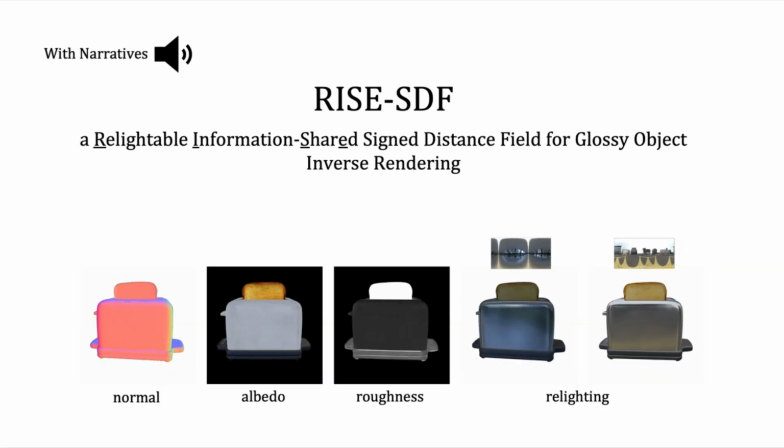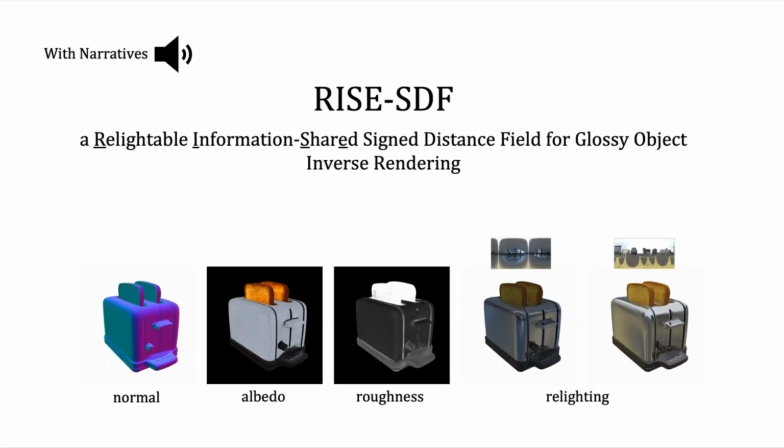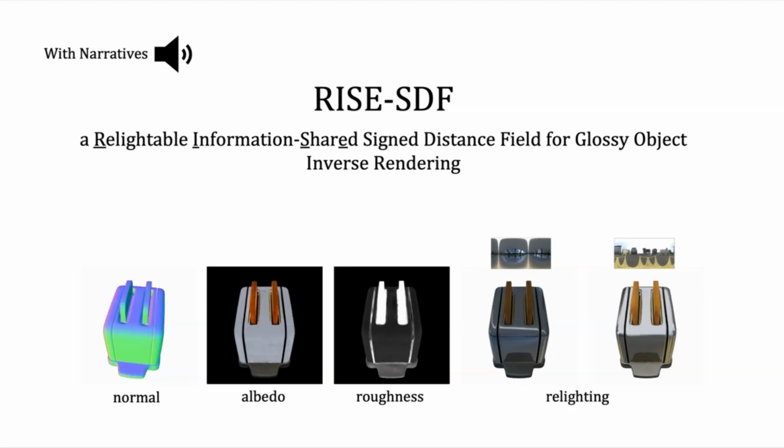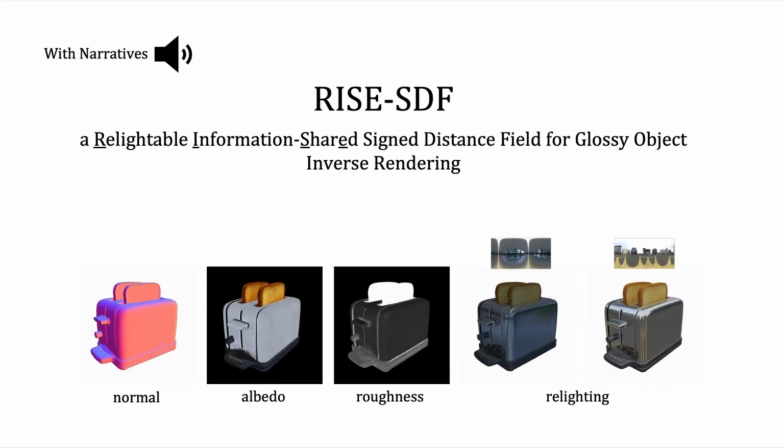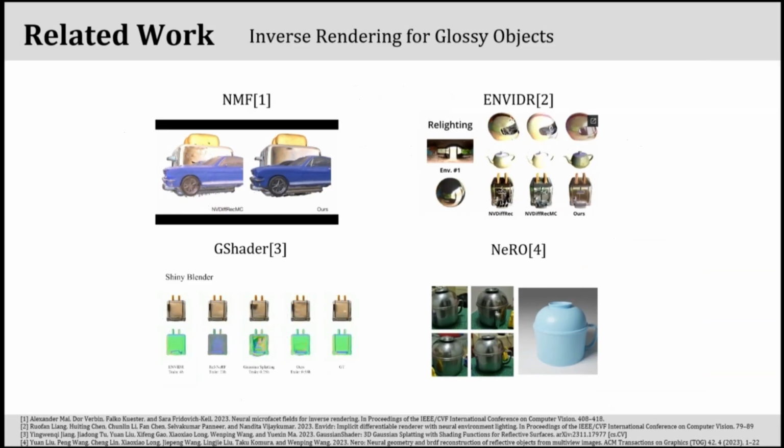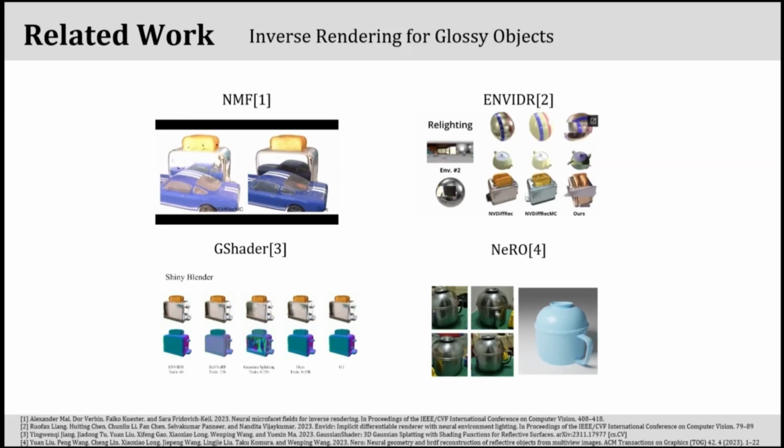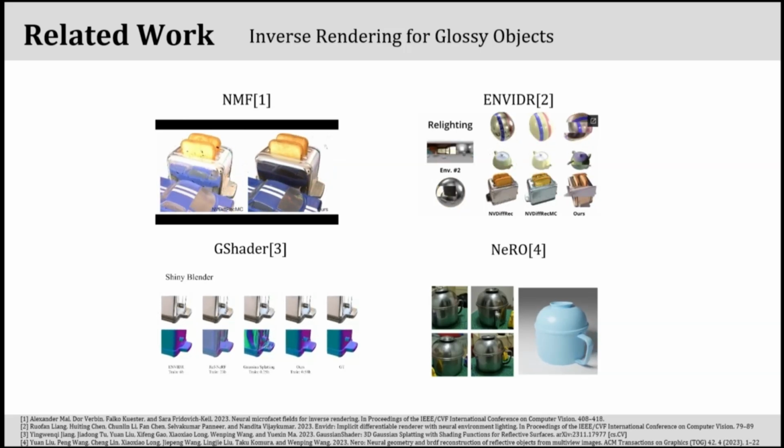We introduce RISE-SDF, a relightable information shared signed distance field for glossy object inverse rendering. Inverse rendering aims to reconstruct the 3D geometry, material parameters, and lighting conditions in a 3D scene from multiview input images. To address this problem, some recent methods utilize a neural field or 3D Gaussian combined with a physically based rendering model to reconstruct the scene parameters.